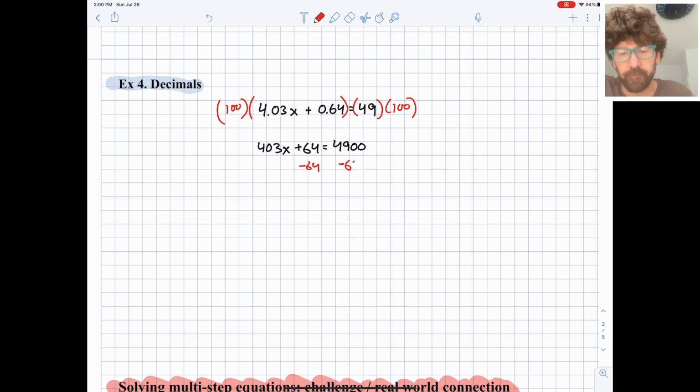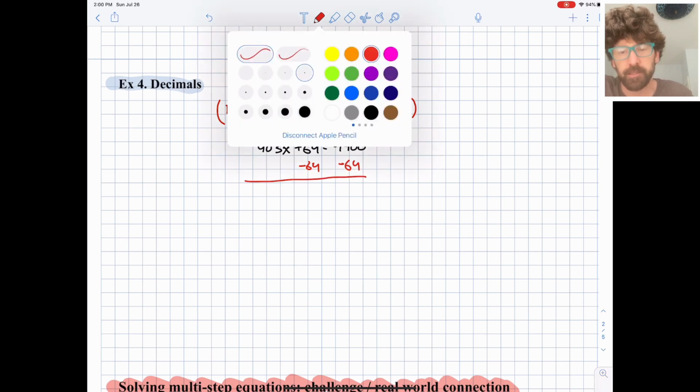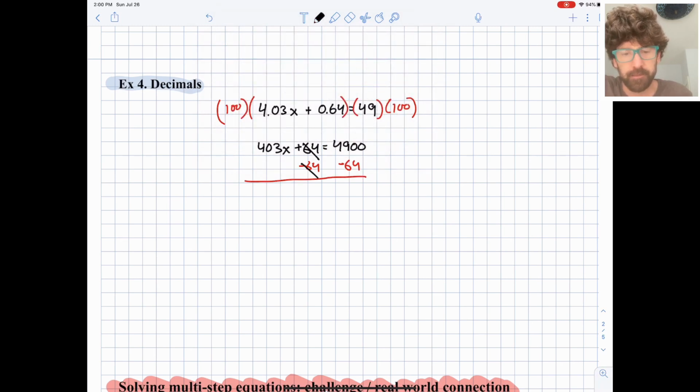64, subtract 64 from both sides. These guys cancel. We have 403x equals 4,900. That's 4836. And let's divide through by 403. And what do we get for that? We get 12, so x is equal to 12.